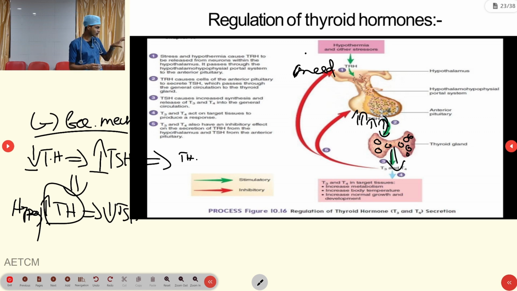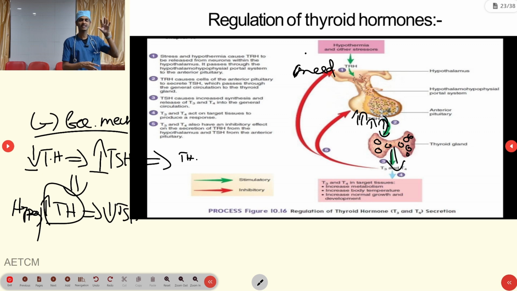If there is a low level of thyroid hormone there is a high level of TSH, and if there is a high level of thyroid hormone there is a low level of TSH. So you have to remember this concept. Whenever you are interpreting a thyroid related disorder, the first thing you have to see is the TSH value. By seeing the TSH value itself, you can identify whether it is hypothyroidism or hyperthyroidism.